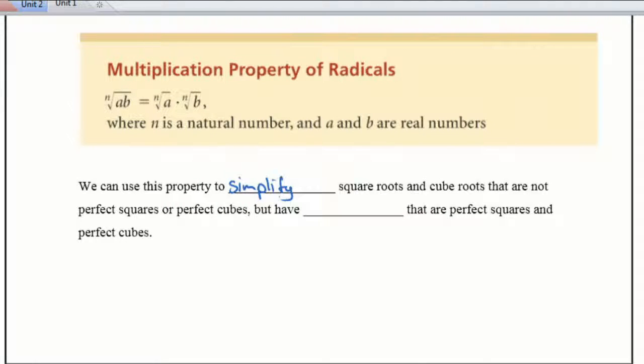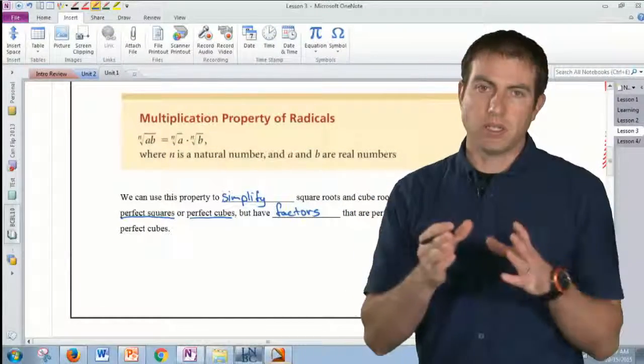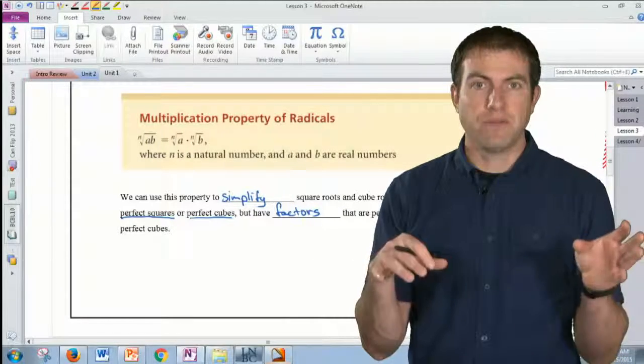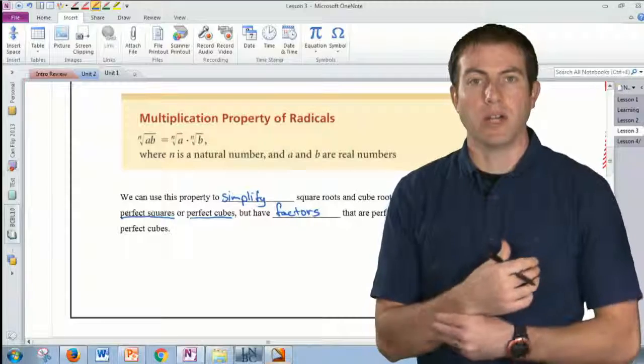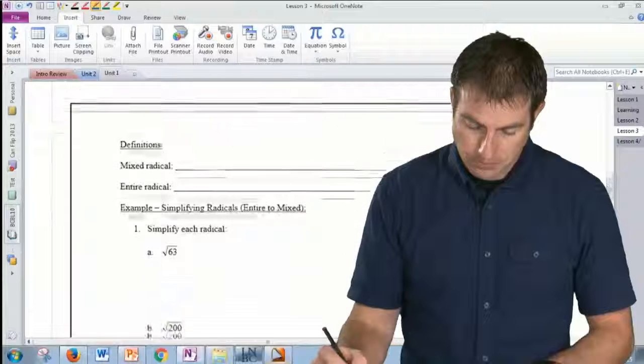So we can use this property to simplify square roots and cube roots that are not perfect squares. That's kind of the key here. We're dealing with non-perfect squares or non-perfect cubes, but they have factors that are perfect squares and perfect cubes. So we're going to use the idea that we can multiply these numbers under a radical sign to break them apart. And if we can find a perfect square or a perfect cube under there, we can make them a lot simpler. So let's look at a few examples of this.